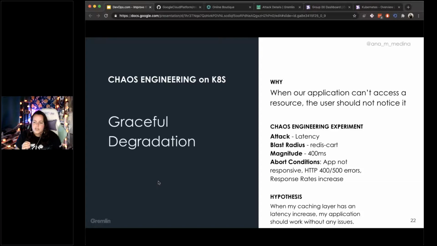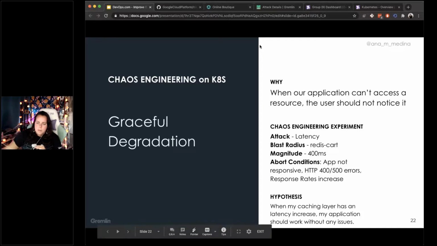For this one, we're going to just be running it on one container, one deployment, and it was going to be the cart service. So when I see that my cart service has 400 milliseconds of latency, our cart service is actually just put together on the Redis cart. So what I'm going to be targeting specifically is that caching layer. If my caching layer has a latency increase, it should not really have an issue because our application should still be working properly in real time. So let's go ahead and actually test that hypothesis.